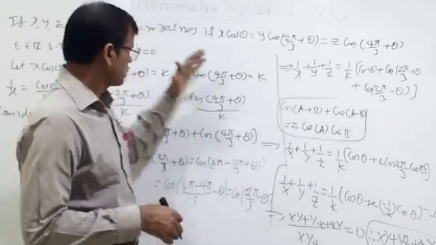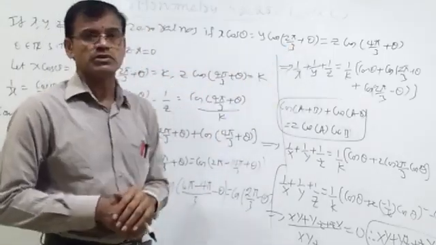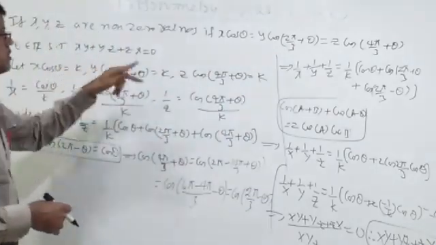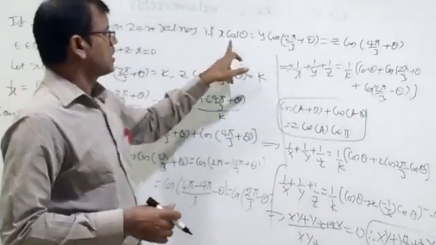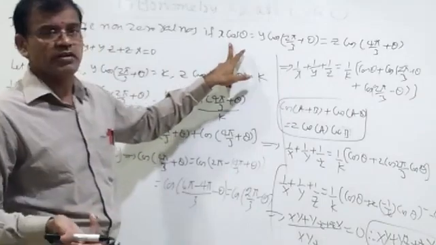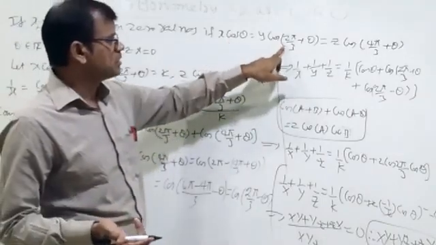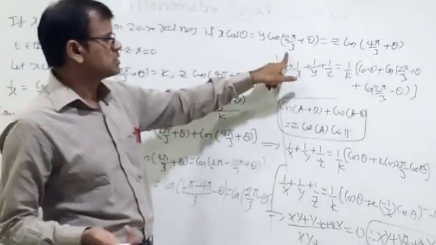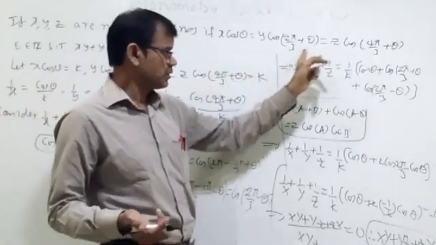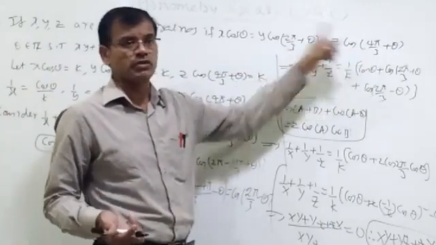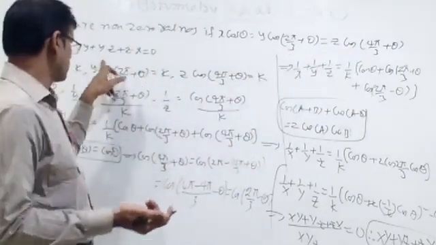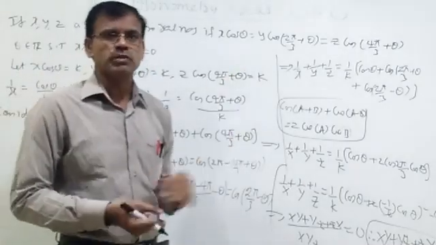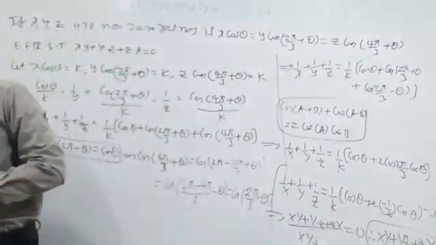The shortcut for this question is simply to put theta is equal to 0. Whenever you put theta is equal to 0, you can directly substitute into xy plus yz plus zx. Then cos 0 is 1, so 1 into cos 2 pi by 3, which is minus 1 by 2, plus y into z, this is 2 pi by 3 plus 4 pi by 3, which is minus 1 by 2. Minus 1 by 2 into minus 1 by 2 is 1 by 4, and this is also minus 1 by 4. So the total becomes 0. Simply put the shortcut theta is equal to 0 in the objective.